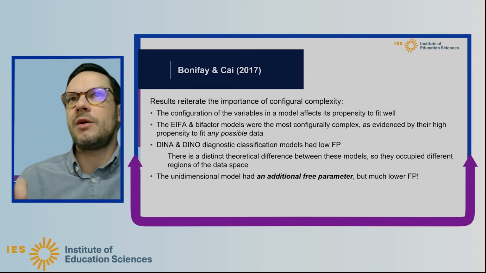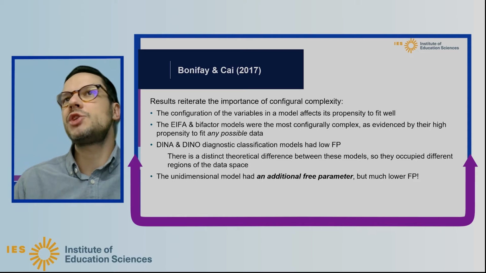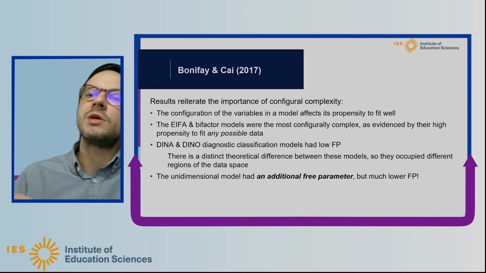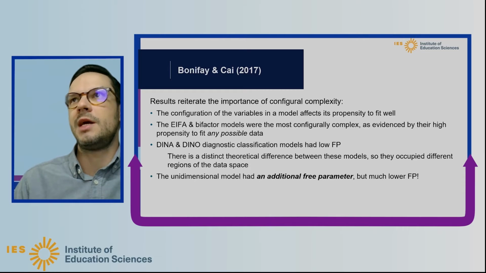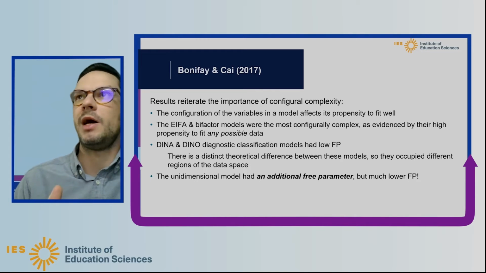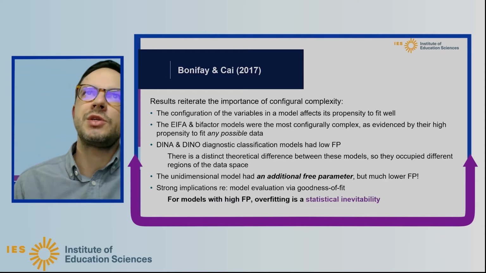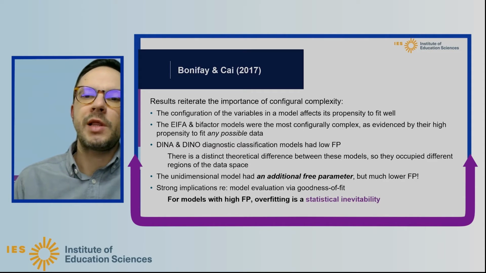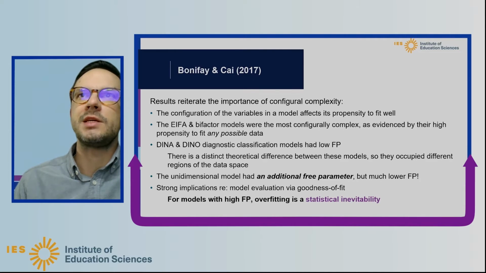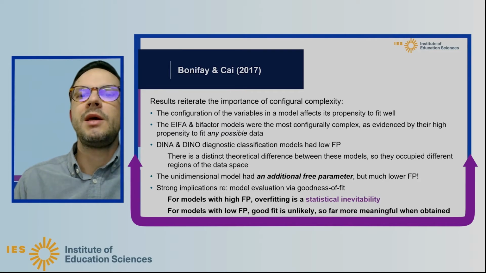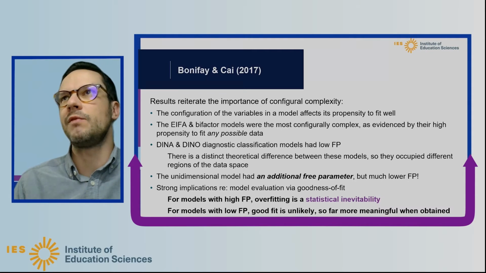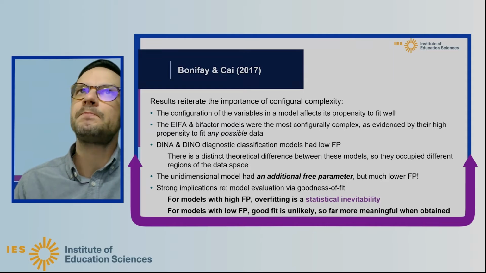The unidimensional model had an additional free parameter. It actually had more parameters, but it was less likely to fit well to any possible data. So it's less complex despite having more parameters. And so this has strong implications for model evaluation that relies strictly on goodness of fit. For models with high fitting propensity, overfitting is a statistical inevitability. For models with low fitting propensity, good fit is unlikely. So it's far more meaningful when you obtain good fit.